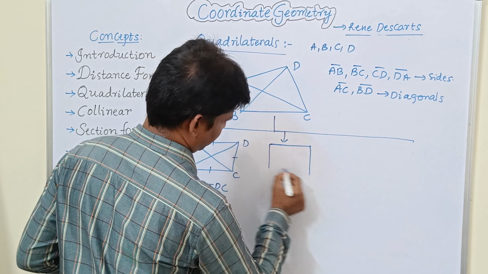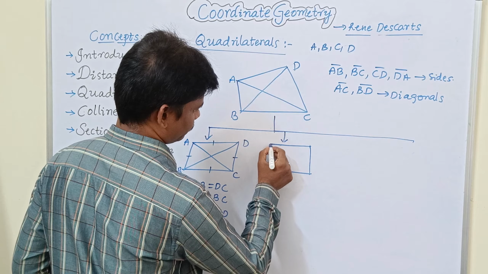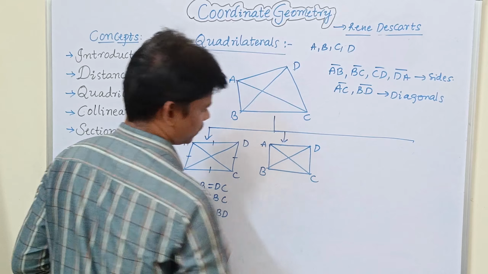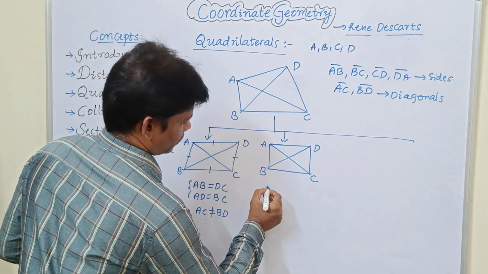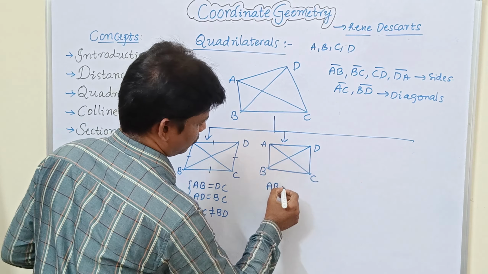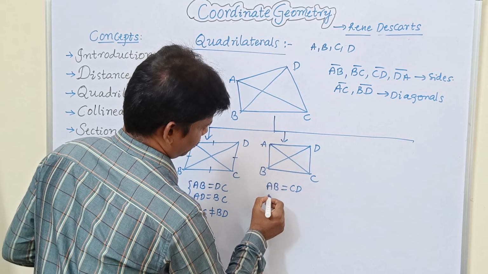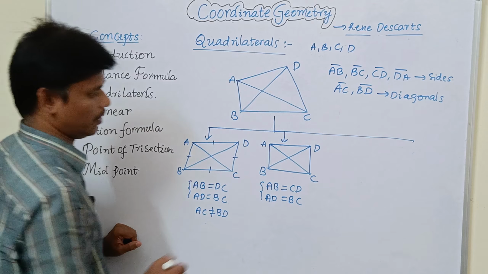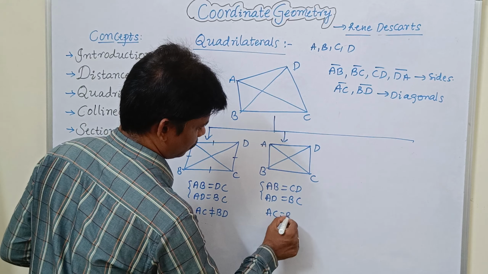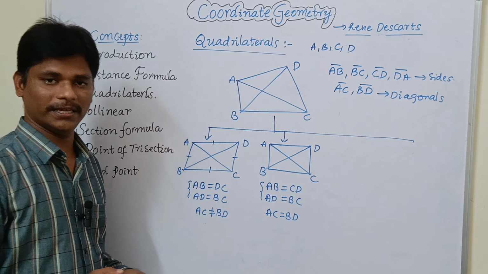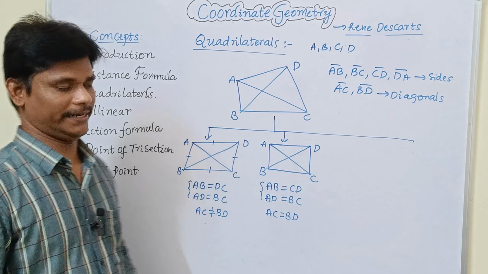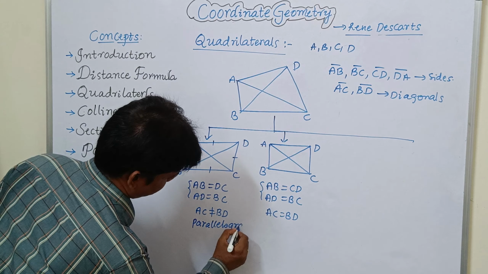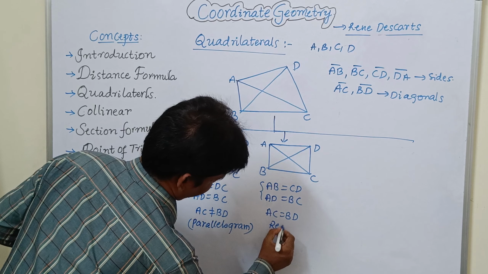In a rectangle, opposite sides are equal. Suppose ABCD is a rectangle and the diagonals are equal. So AB is equal to CD and also AD is equal to BC. These are the opposite sides, which are equal, and the diagonals are equal. AC is equal to BD. Then only the given four points form a rectangle. So this is the parallelogram, this is the rectangle.